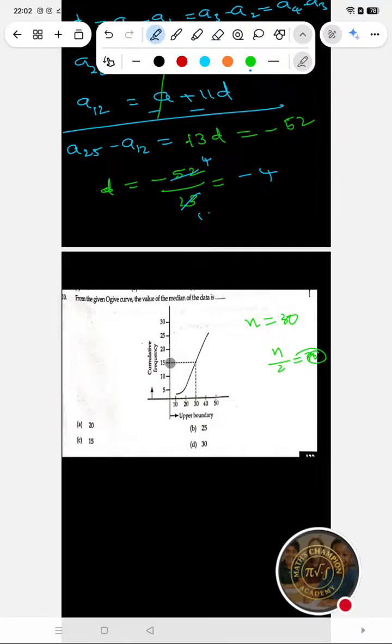That is 15. For this horizontal axis, that is 15, and vertical, you are getting 30. Where it is intersecting on the horizontal axis, that we have to take as the median. In an OG curve, where it is intersecting on the horizontal axis, that is 30. So our median is 30. Option D is the correct one.